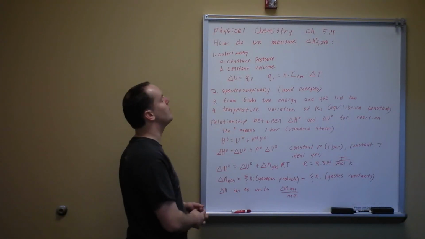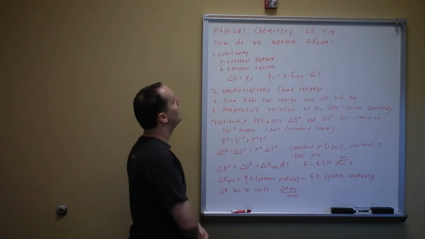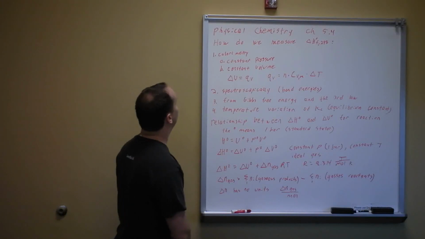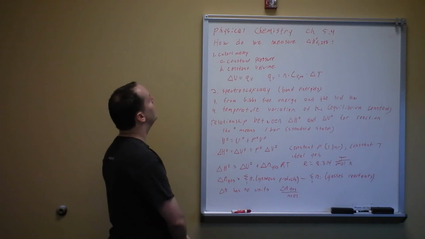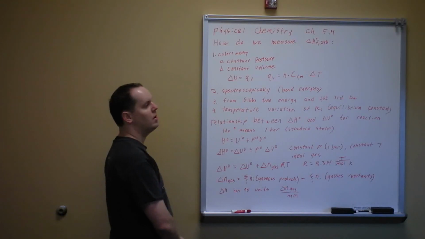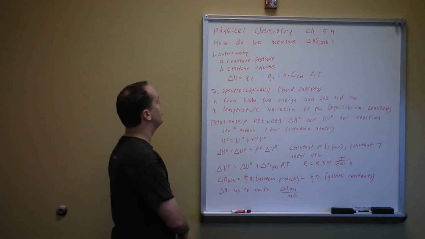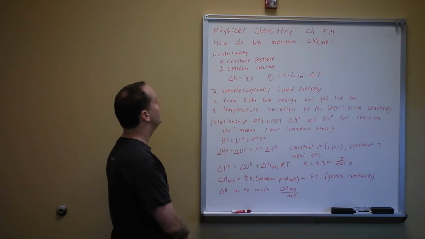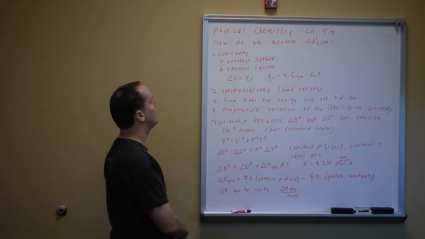Physical chemistry, chapter 5, we're now doing section 4. So we talked before about the standard enthalpy of formation. How do we measure this? Well, there are different methods. For example, we could do calorimetry. Calorimetry could be done at constant pressure, like an open system at ambient pressure, or a constant volume isochoric system. That'd be like a bomb calorimeter.